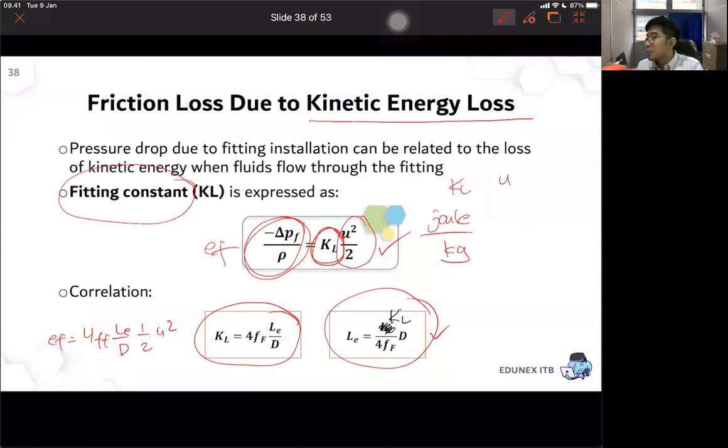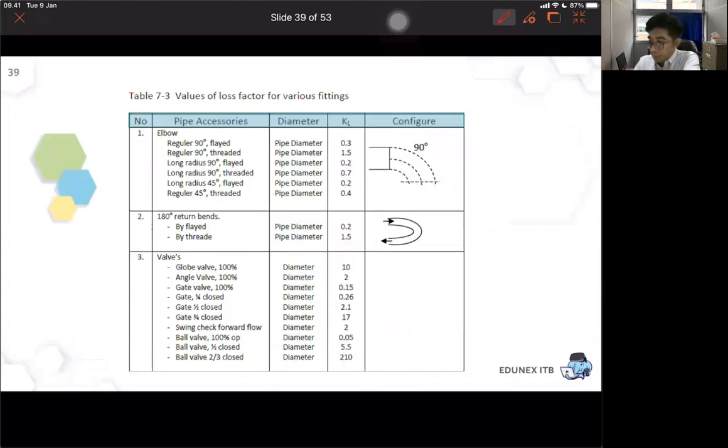Any question until this part? Okay, then I'll continue. This is the example of the value of KL.